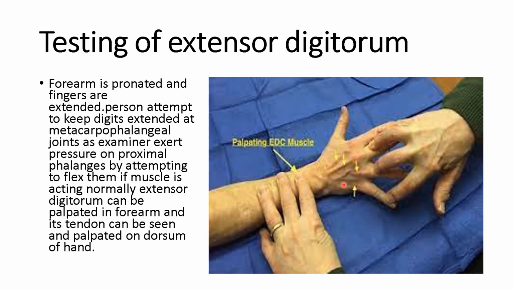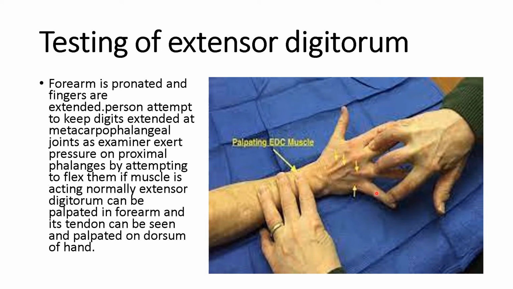When we have to test the extensor digitorum muscle, the forearm is pronated and the fingers are extended, and the person attempts to keep the digits extended at the metacarpophalangeal joints as the examiner exerts pressure on the proximal phalanx. This is the proximal phalanx. The examiner exerts pressure on the proximal phalanx by attempting to flex them.